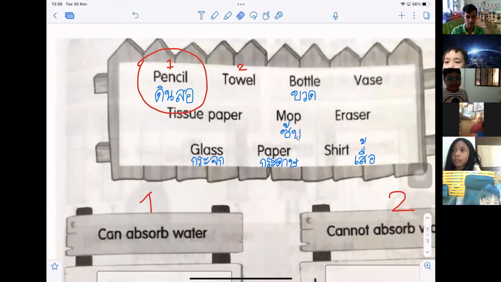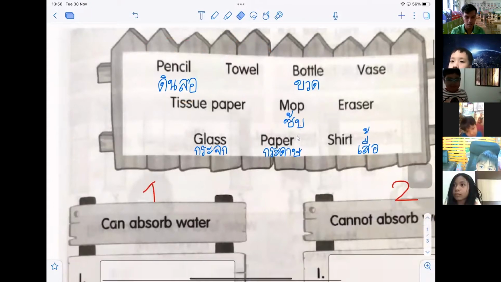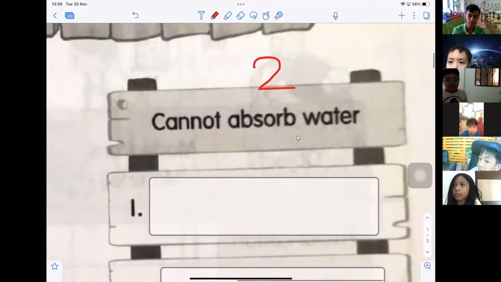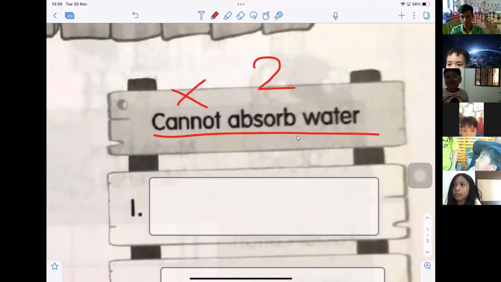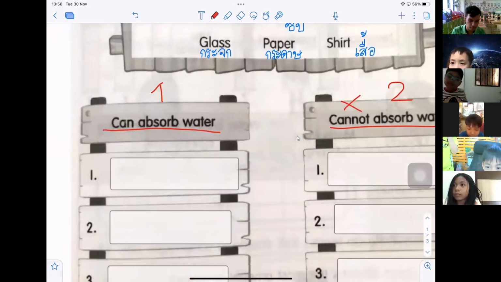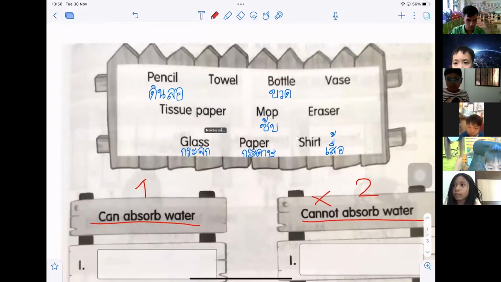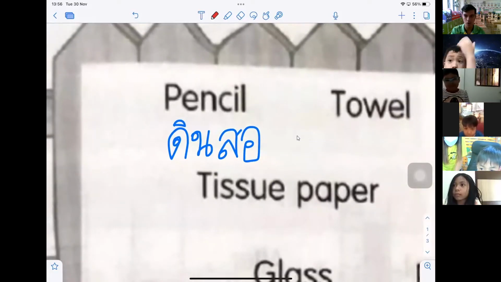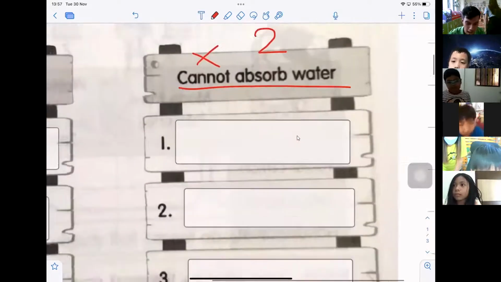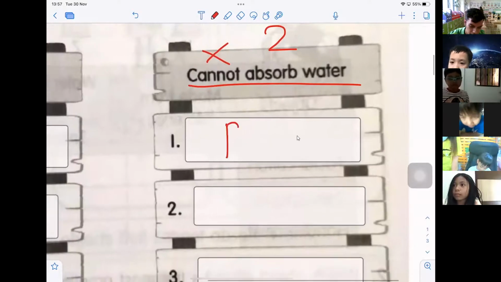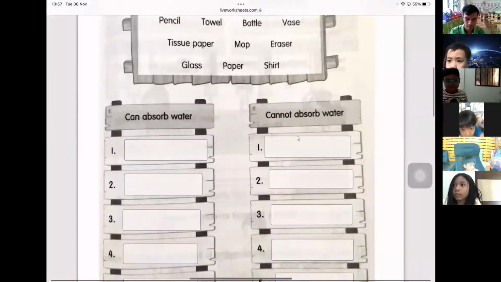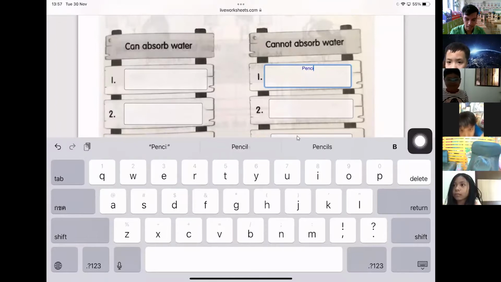Shh, quiet. Okay, so students, look. Number one means can absorb water. Number two means cannot absorb water. So let me do number one for you, okay? Students, pencil, can it absorb water? No. Okay, you have to type. You have to type pencil, P-E-N-C-I-L, okay? All right?